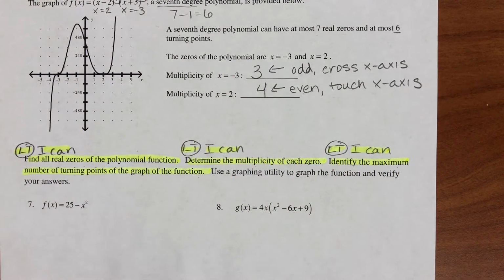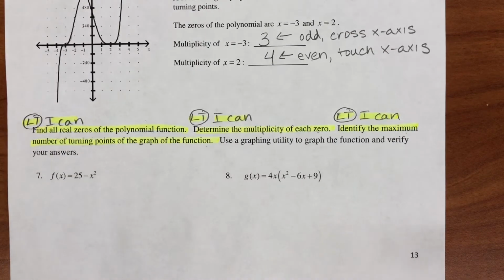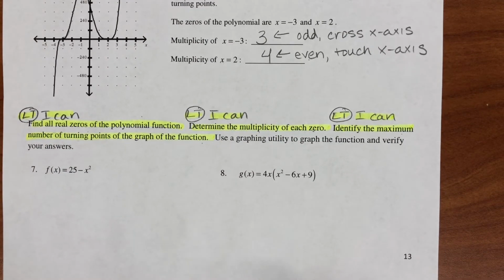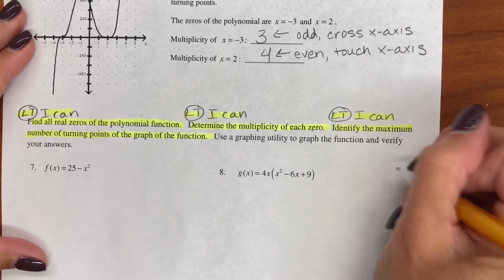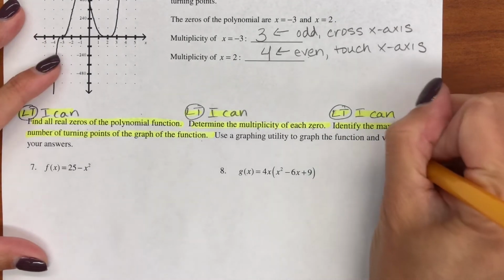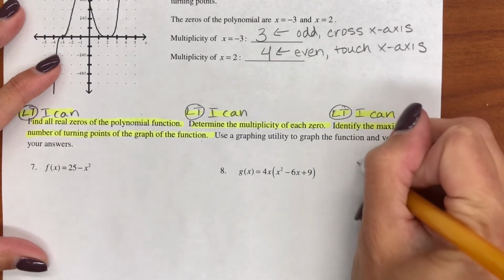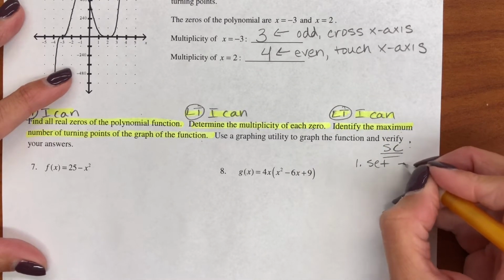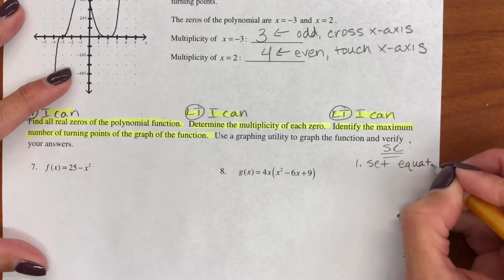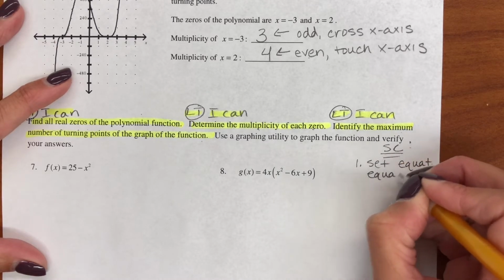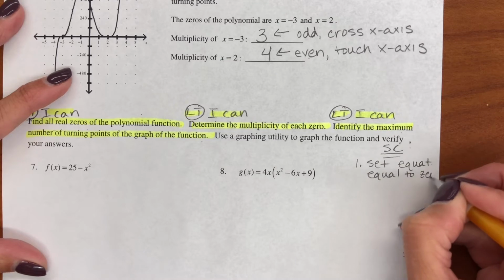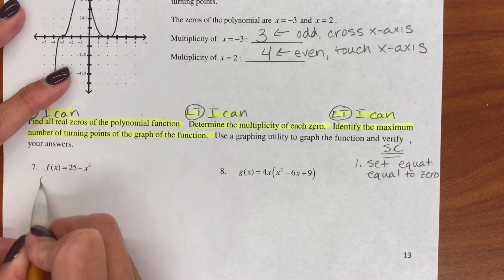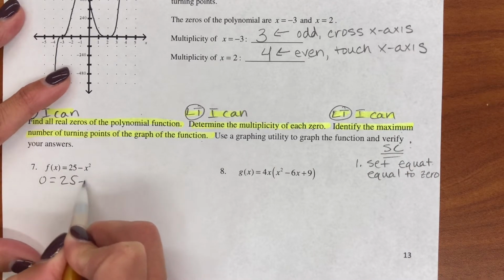Let's get into it. All right, number 7. F of x equals 25 minus x squared. So first we need to find the zeros. All right, I'm going to try to write small here. Step 1, we're going to set our equation equal to 0. So 0 equals 25 minus x squared.